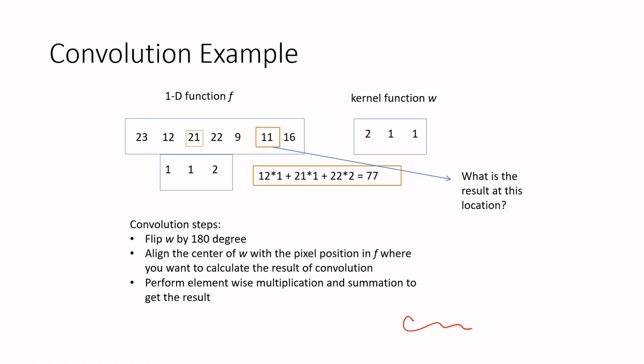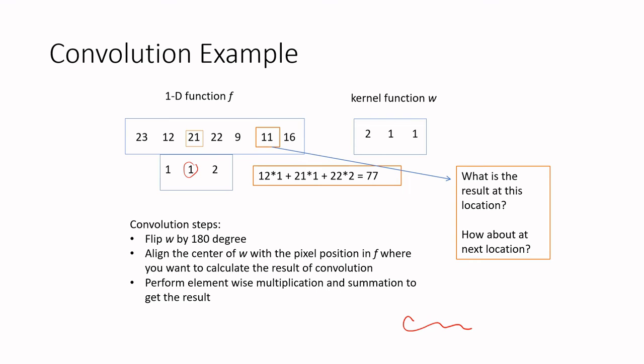Suppose you want to calculate the result of convolution operation at this location where the function has a value of 11 at the specified center location. Again, you can see that we will shift this over here such that this center coincides here, and then the result will be 1 times 9 plus 1 times 11, so that is 20, plus 2 times 16, which is 32, so the result will be 52 at this particular location.